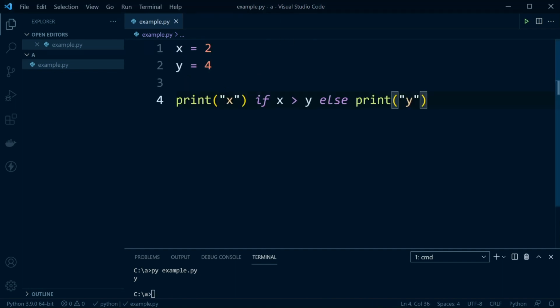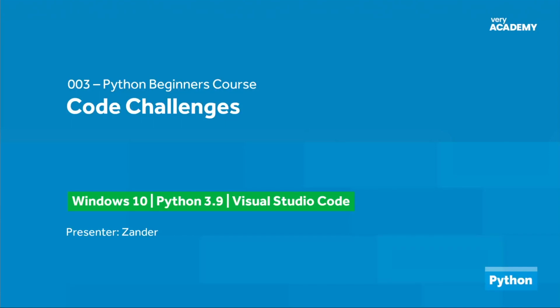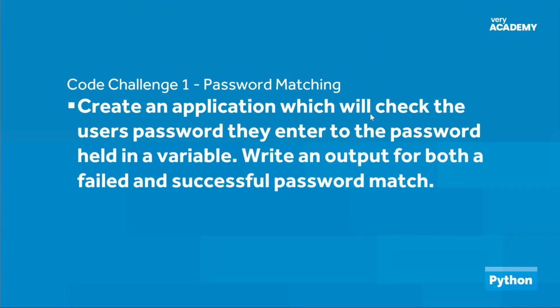So now we have a basic understanding of these flow control statements, the if flow control statement, if, else. Let's now apply this to some code challenges. I've got four challenges for you. We're going to start with number one, which has two components. The first code challenge here is password matching. We need to create an application which will check the password the user enters against the password held in a variable. We need to write an output for both a failed and successful password match. So we want the user to type in their password, and then we're going to match it against a variable.